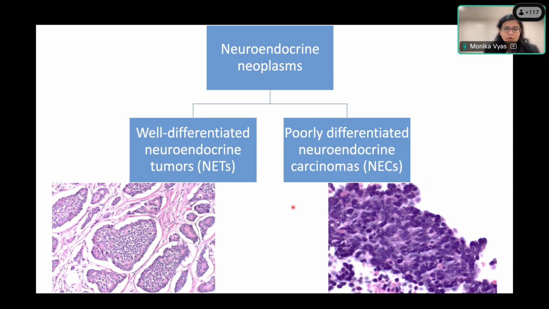Unfortunately, we cannot go into the details of that, but here I'm showing an example of a well-differentiated neuroendocrine tumor of the small bowel. You can see these prominent serotonin granules. And this is an example of a poorly differentiated neuroendocrine carcinoma of small cell type of the pancreas here.